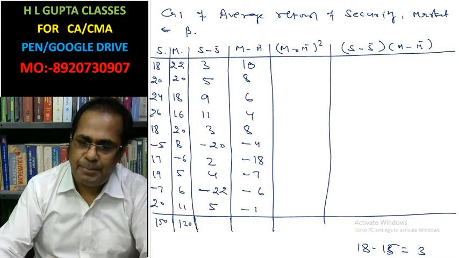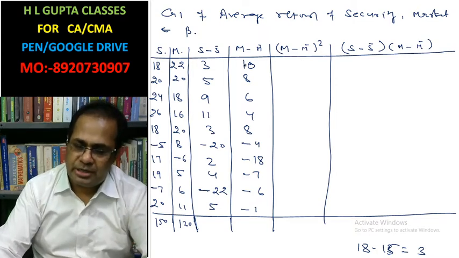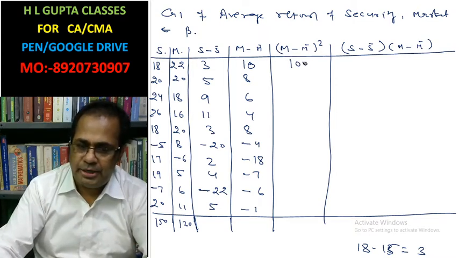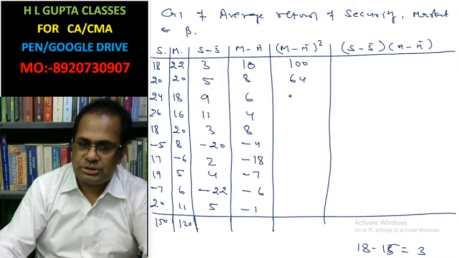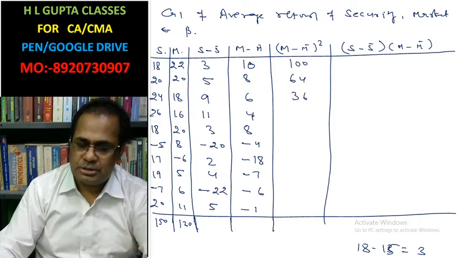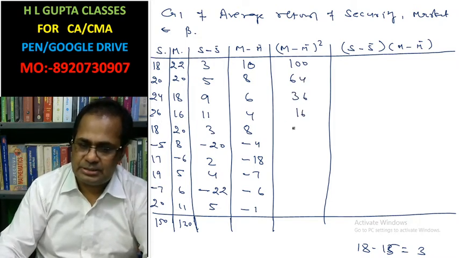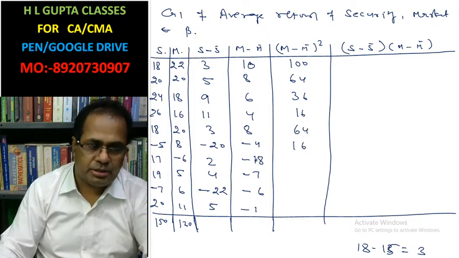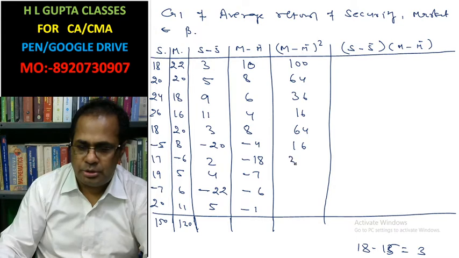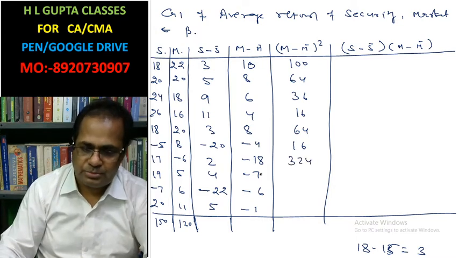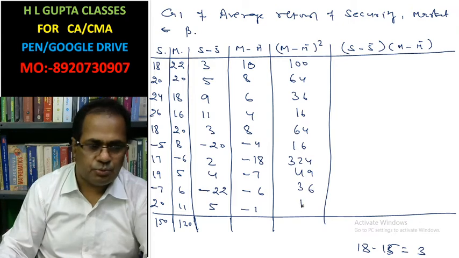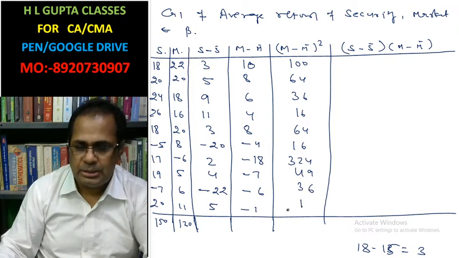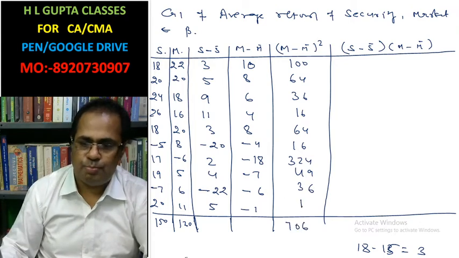This is m minus m bar squared: 100, 64, 36, 4, 16, 64, 16, 18, 324, 324, 49, 36, 1. The sum of this is 706.